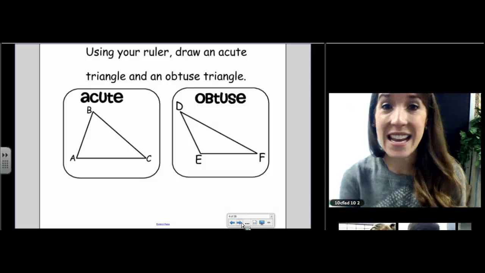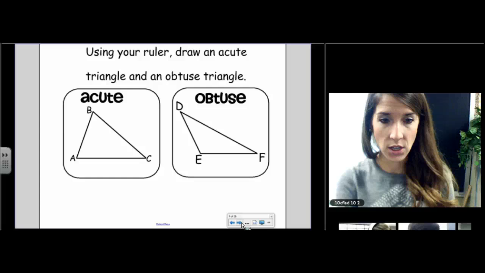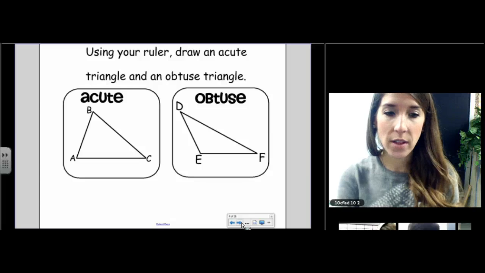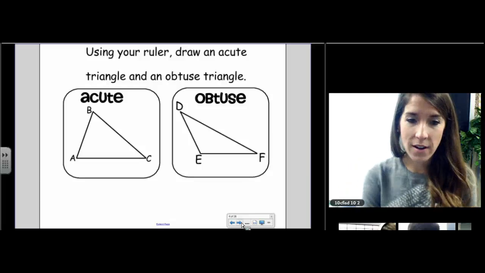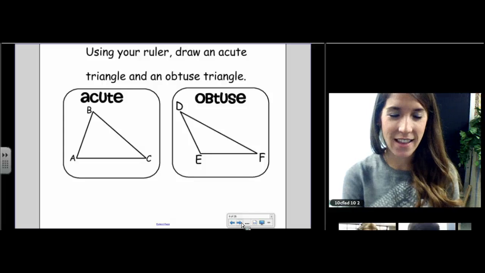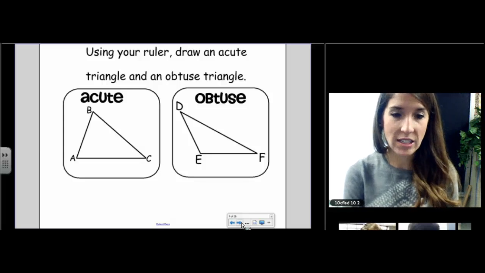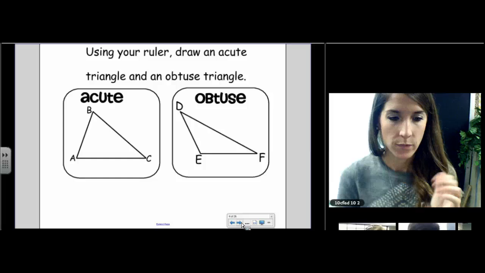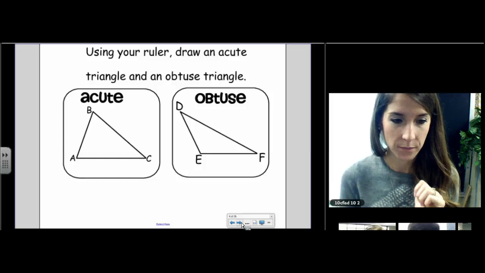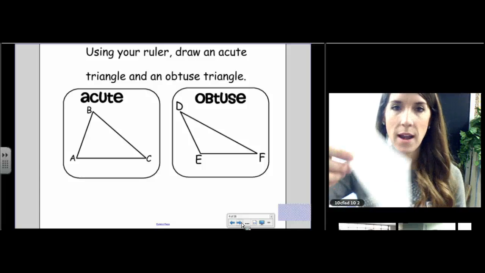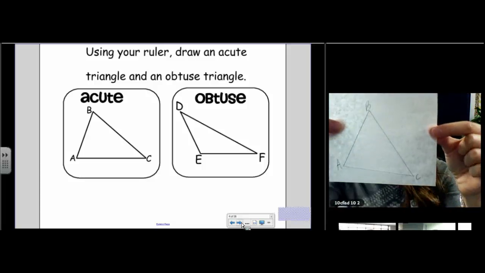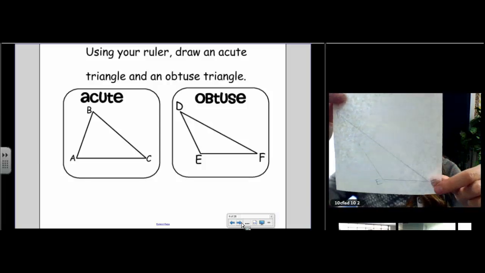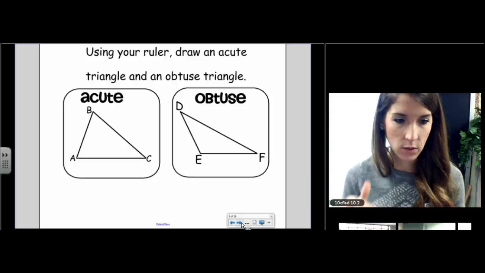Using your ruler, or really any straight edge, if you don't have a ruler, you just need a straight edge. Using a straight edge, on one piece of patty paper, draw an acute triangle and label it ABC. And on the other piece of patty paper, draw an obtuse triangle and label it DEF. Make yours look pretty similar to mine. Like put your A in the same spot, put your B in the same spot, so on and so forth. I'll give you a few minutes to do that. So you have one piece of patty paper that says acute, and your triangle is labeled A, B, C, and one patty paper that has an obtuse triangle labeled DEF, where E is the obtuse angle.